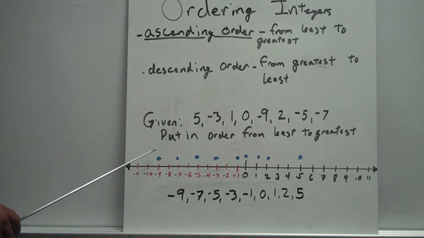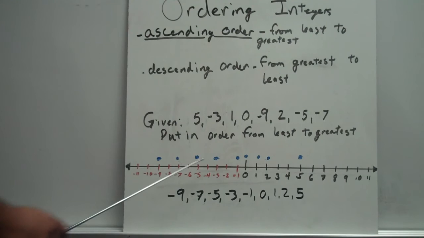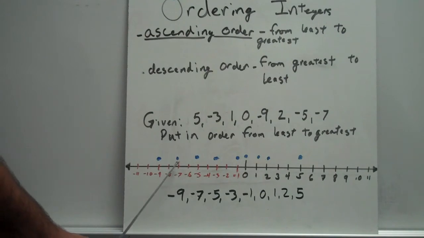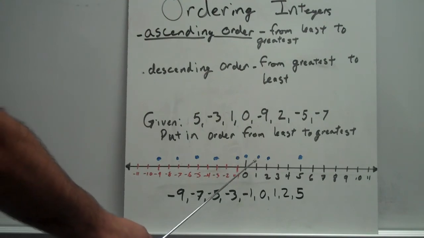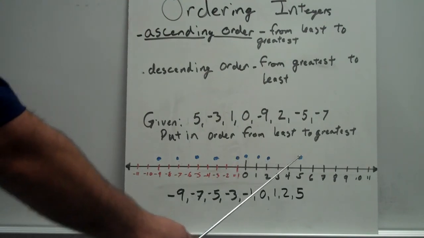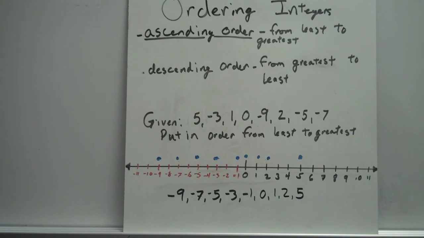I put blue dots over all of the numbers that we have. And since we're listing them from least to greatest, we can start here with -9, and then go to -7, and then -5, -3, -1, 0, 1, 2, and finally the largest number in that set, which is +5. So putting them on the number line would be very helpful for you if you need to do that.